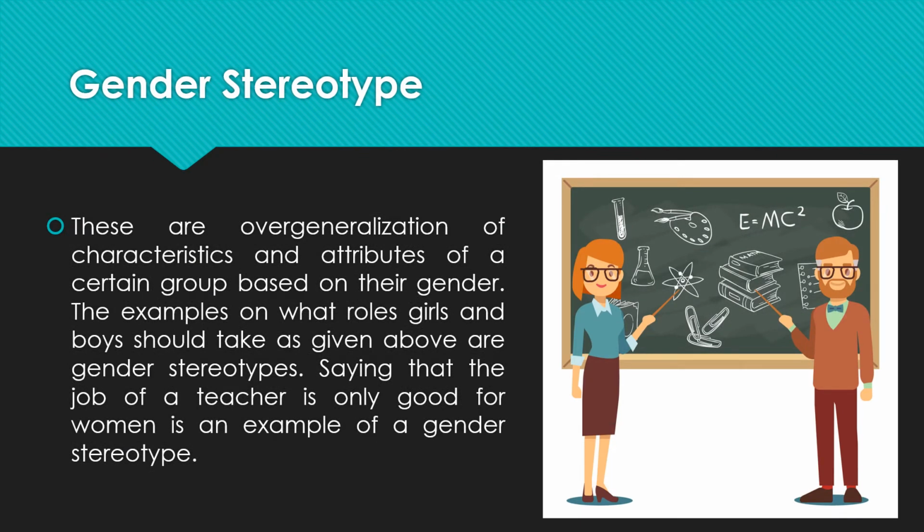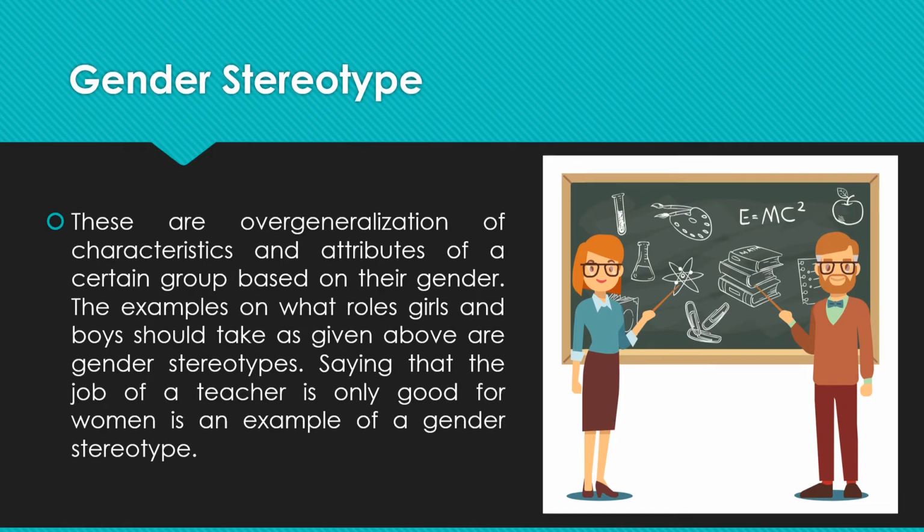Stereotypes also prevail in gender. These are overgeneralization of characteristics and attributes of a certain group based on their gender. The examples on what roles girls and boys should take is given above are gender stereotypes. Saying that the job of a teacher is only good for women is an example of a gender stereotype.